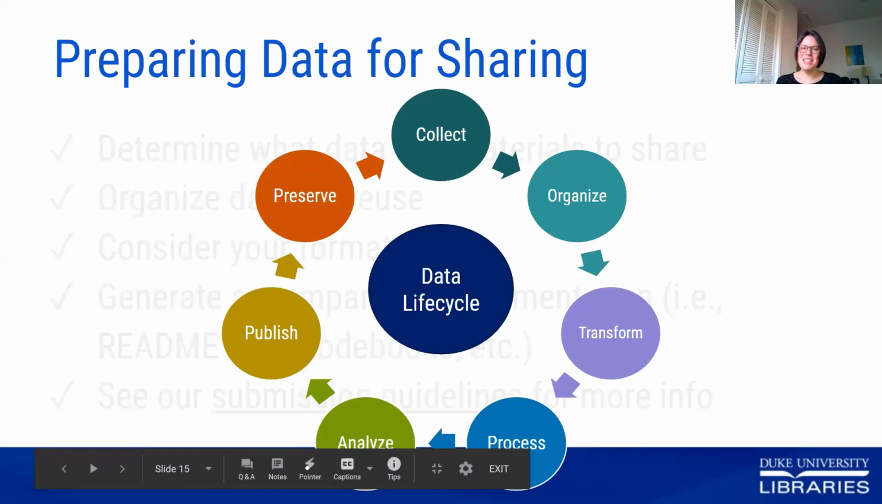One of the big things I always like to note is if you're planning to share your data or publish your data, starting to plan before you even start collecting data is going to really save you time and make that process more effective.